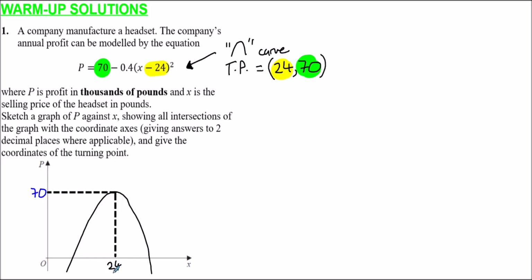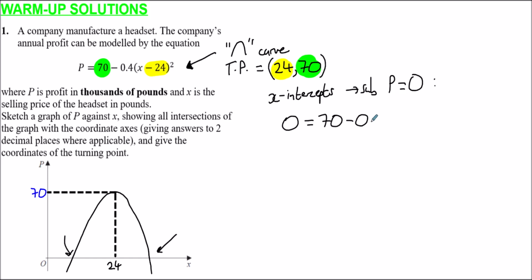Okay, so that's that part done. The other part is working out these intersections of the axes. So this is where P is equal to 0. To work these out, we just sub P equals 0. So for the x-intercepts, we just sub P as 0. And if we do that, what we'll get is the following. So we'll get 0 equals 70 minus 0.4 brackets x minus 24 squared.